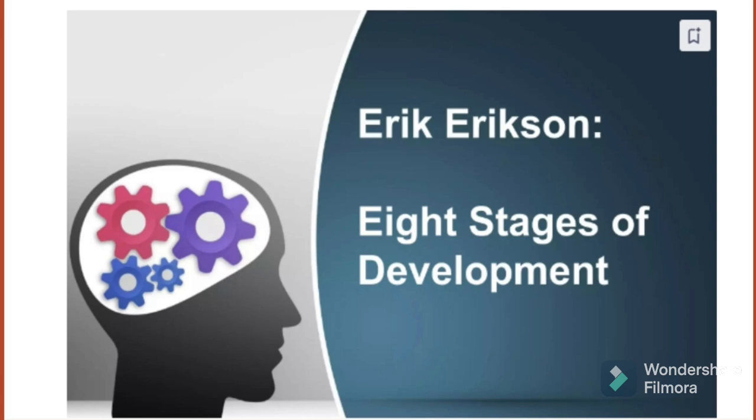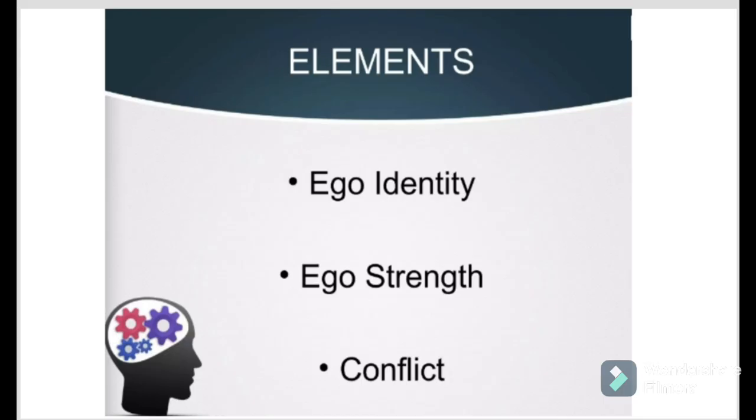Okay, there are basically 3 elements which you need to study for development. One is ego identity, ego strength, and conflict. These 3 elements can be analyzed or judged after the study of the stages of development.